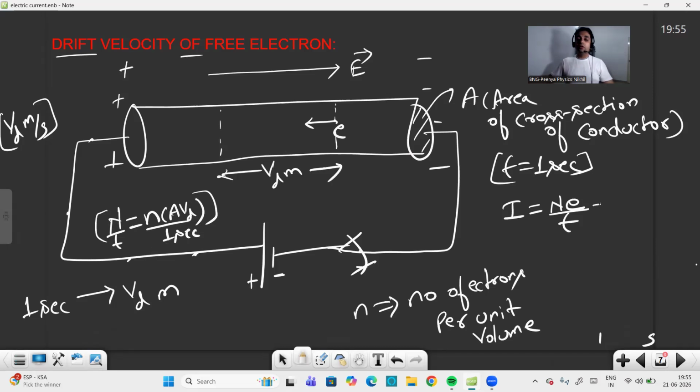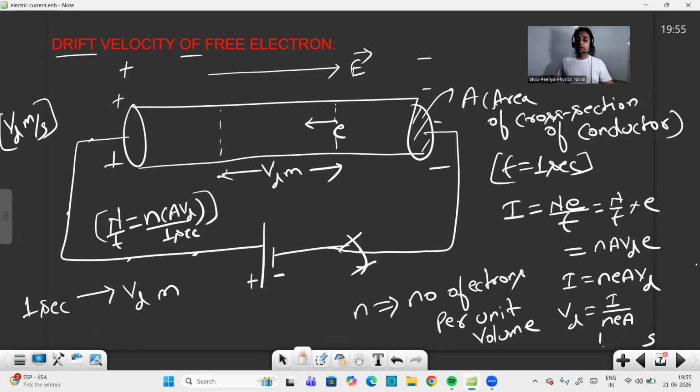So here we know the N by t value, and we put it into e. N is nAVd, so N by t times e gives nAVd into e. Now here we are getting the current value: I equals nevAd, that is I equals nAeVd. And from here we can write Vd equals I by nEA.